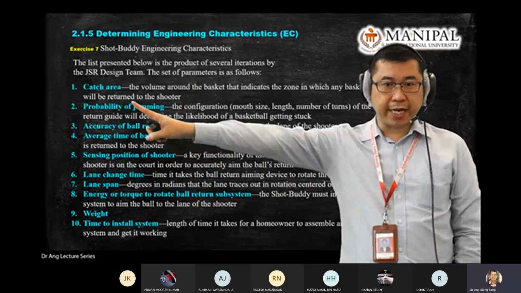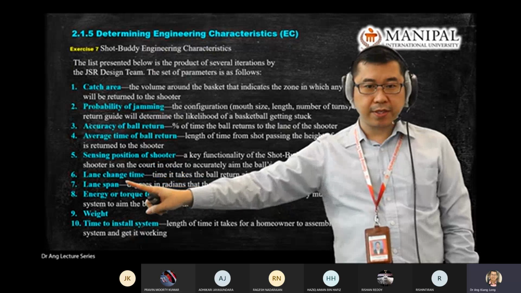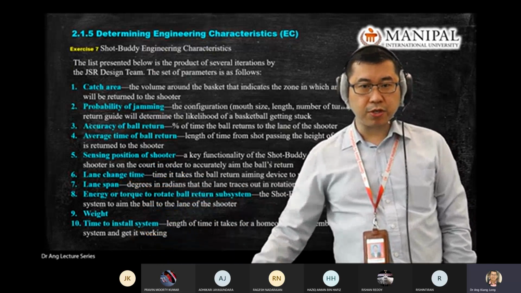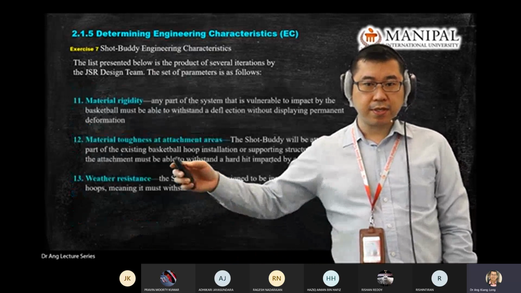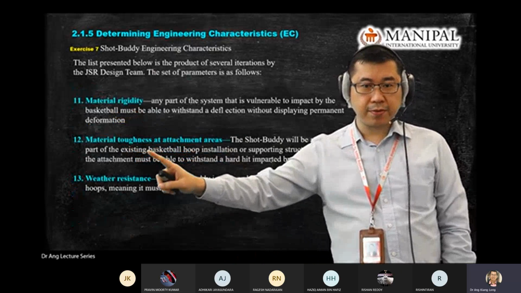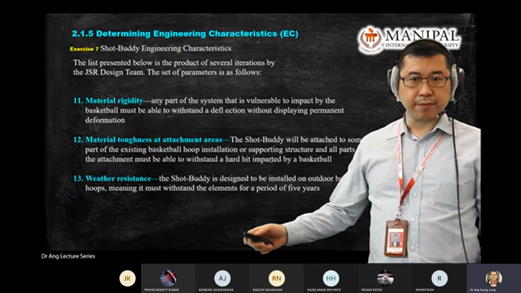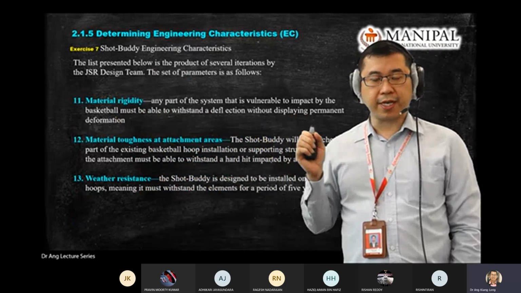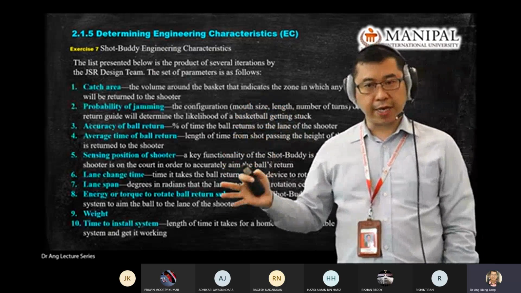For example, the catch area, average ball return, length change time, time to install the system, and so on. Okay, material, weather resistant. So these are the parameters they can control in their design. Okay, so same with your case.